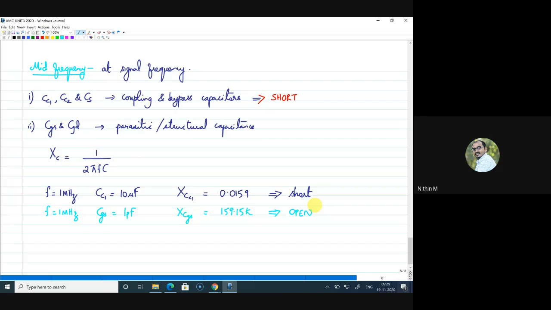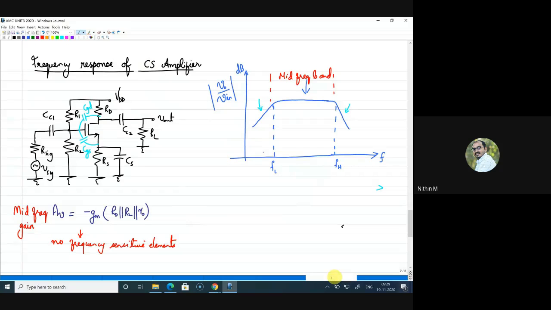And the parasitic or structural capacitance we consider as open because the reactance offered by them is very, very large. That is why even in the gain expression we did not consider them, because there is no effect from the bypass and structural capacitance. That is why there is no inclusion of those components in the mid frequency gain, which resulted in a flat band here. There is no variation here because it is not depending on frequency, right?